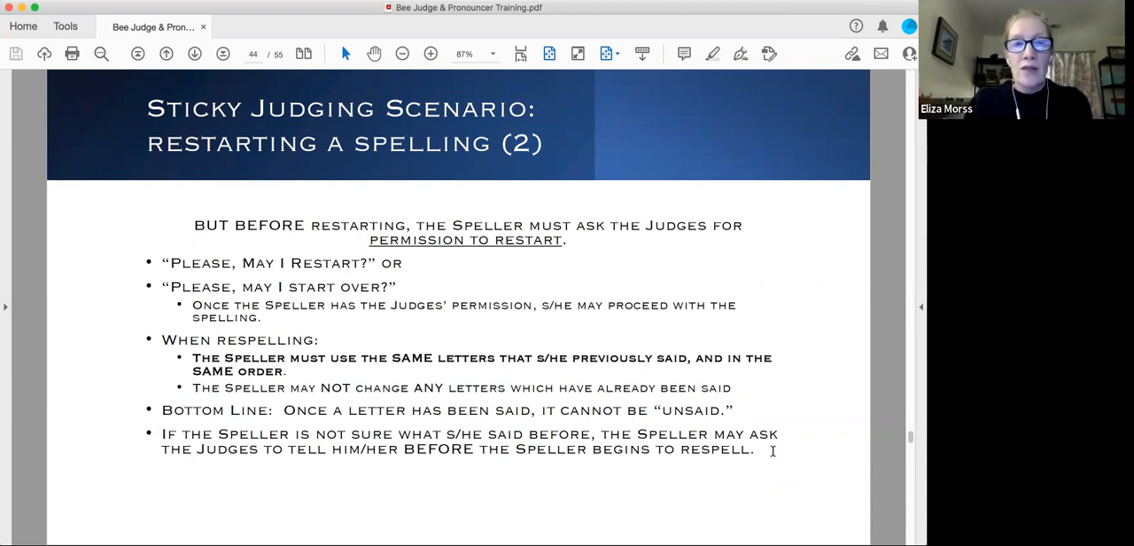This rule goes against everyone's instinct, everyone's process of thinking. You stop to think and then you restart your thought. Well, unfortunately, you're in a world of hurt if you're a speller, but you can restart in a way that is permitted by asking the judges before you restart, please, may I restart? Or may I start over? The judges give you permission, and they always will. The child can respell. So if I started B-A, pause, may I restart? Yes, you may restart.